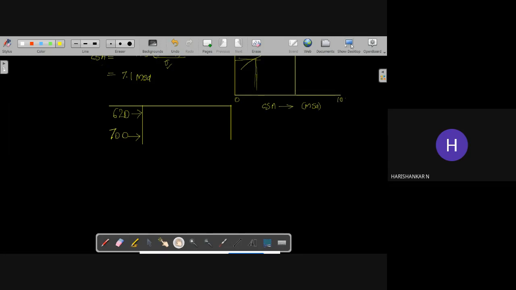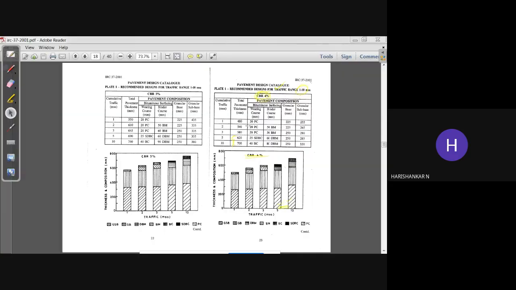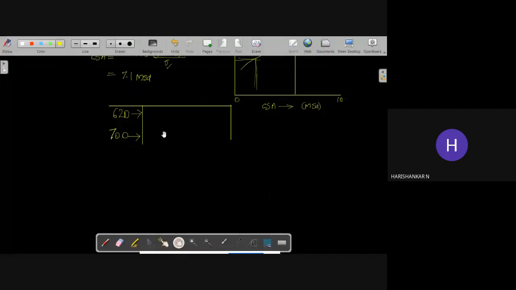Okay, here you can see I am having the wearing course, binder course, then base course and sub base. So you're having 4 component layers, and you have to find out the thickness of the individual component layers, so that you have to put it like this.